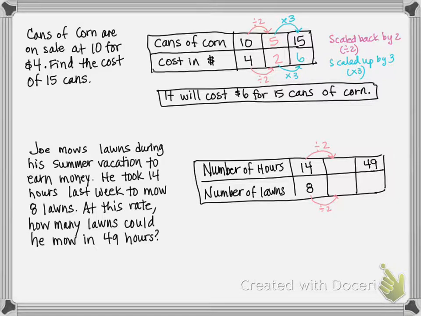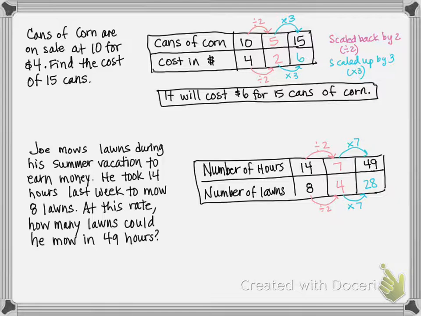So this is the key. When you either scale up or scale back in particular, it has to be a number that goes in evenly into your two original numbers. So when I divide 14 by 2, I get to 7, and when I divide 8 by 2, I get to 4. That gives me the ability to now scale up to 49. 7 times 7 is 49, so I multiply 4 by 7, and I get 28.